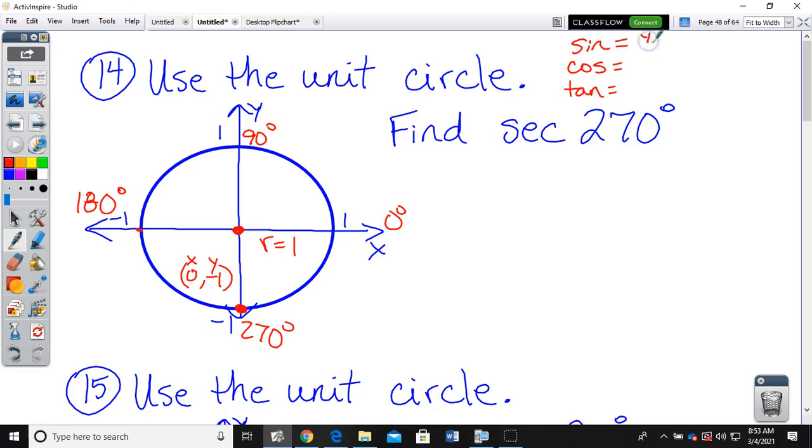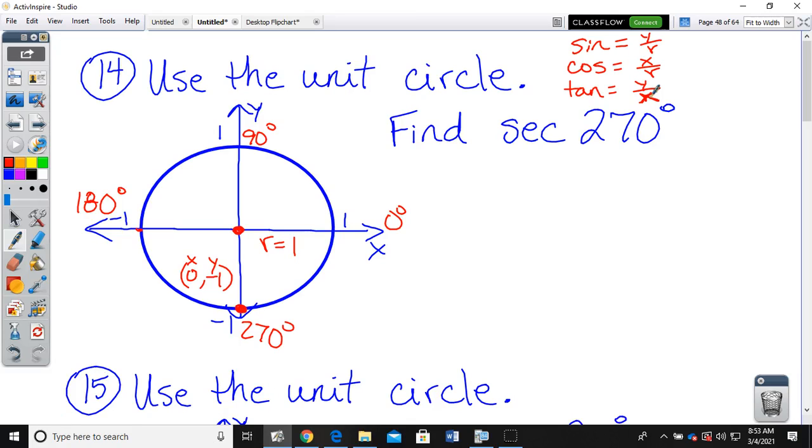Sine is y over r. Cosine is x over r. Tangent is y over x, excuse me. Excellent. Now, we're not asked to find sine, cosine, or tangent.